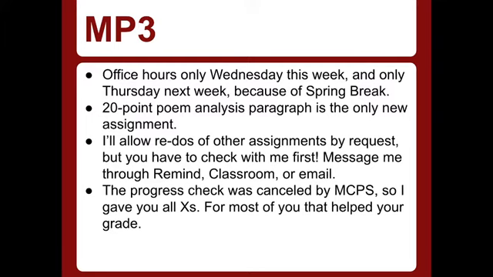Your final assignment is a 20-point summative poem analysis paragraph. It's identical to the paragraph you did before we left to practice, but this will be a real summative grade. And you can redo almost any other assignment if I give you permission. So if you have something you want to redo, just check with me. I can't promise I'll let you redo anything, but if you have a good reason or ask nicely, there's a good chance. I do want to note for your grades that the progress checks were forced to be canceled by Montgomery County, but for almost all of you, taking it away made your grade go higher, so you should be happy about that, but no more progress checks.